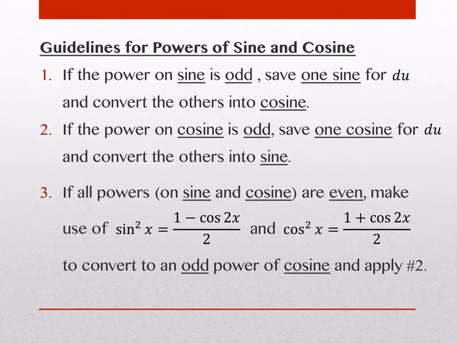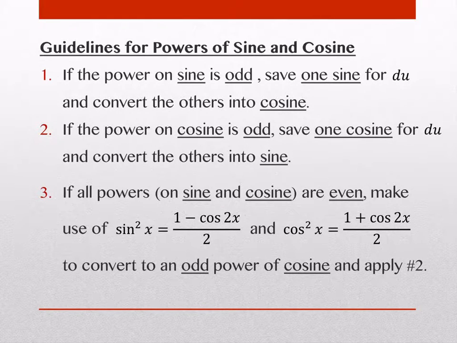So if the power on sine is odd, okay, so a 3, a 5, a 7, and so forth, you save one of them, so you don't change it, in order to make it du. And you convert everything else into cosines. If the power on cosine is odd, you do the same thing. You save one of the cosines for du, and you convert the rest into sine. And of course, we're going to do examples so you can see how these actually play out.